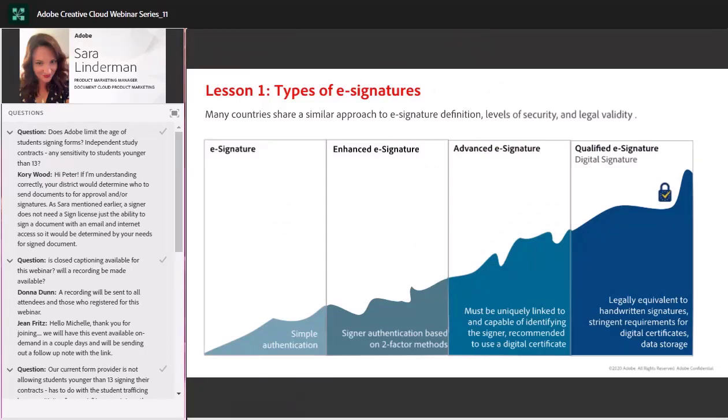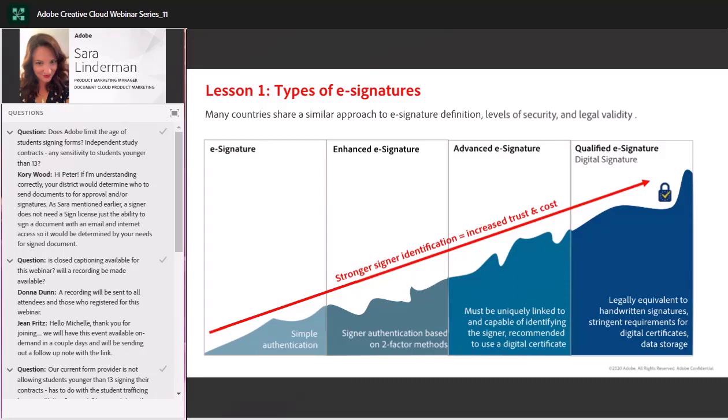So let's start with lesson 1. Outside of the US at this time, countries around the world share a really similar approach to e-signature definitions, legal validity, and technology. And this includes providing stronger legal weight to highly secure and often regulated digital signatures. This type of e-signature is called a digital signature because of the use of a digital certificate that is bound to the signature field with cryptography.